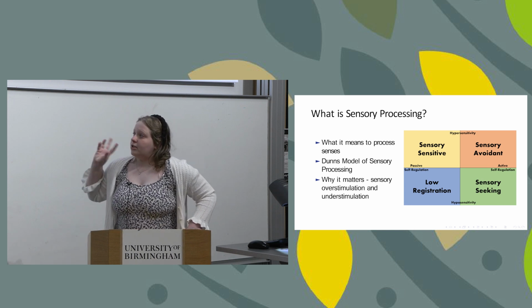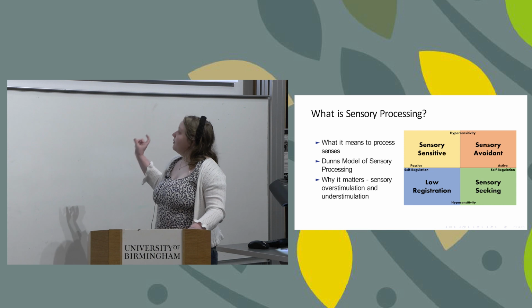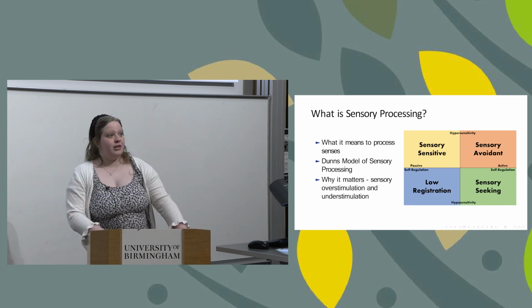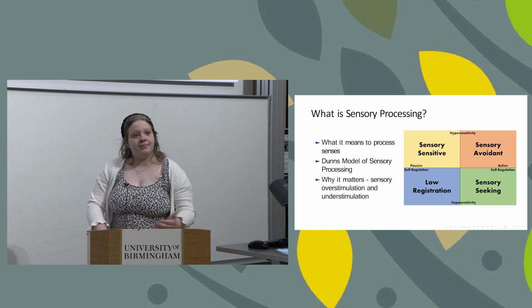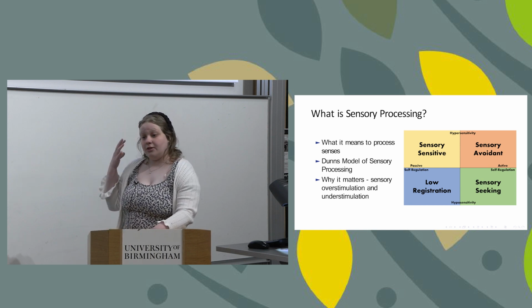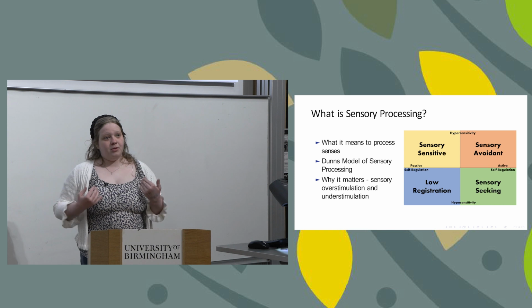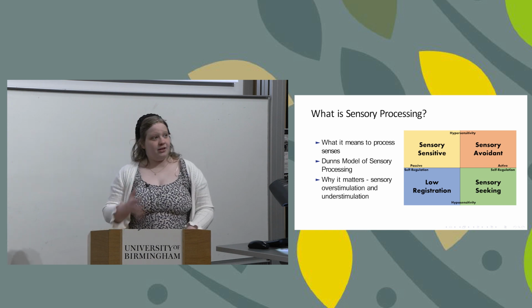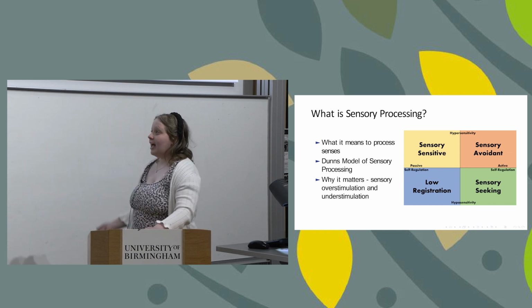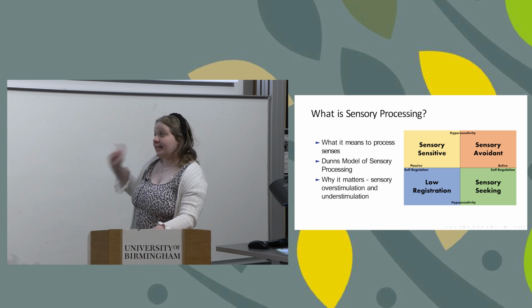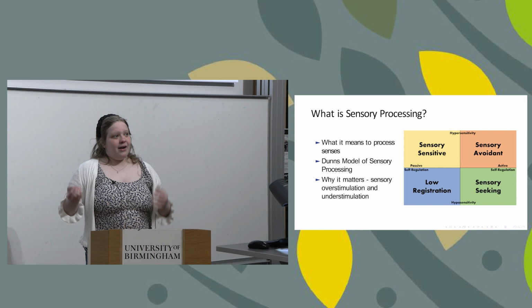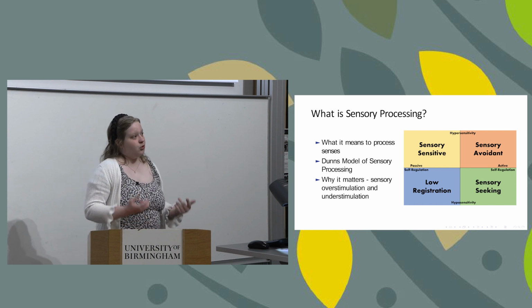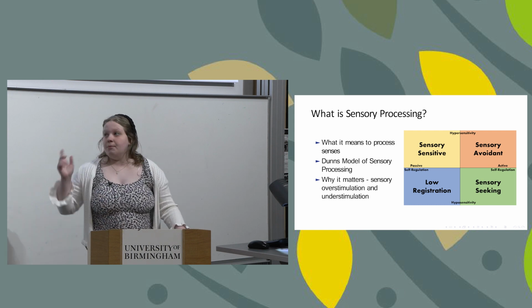And then you've got the two in the hyposensitive half. There's low registration, which means they genuinely can't hear you. They genuinely can't see it. They do not perceive the sensory input because there is not enough for them to perceive it, and so they just don't notice that it's there. And then sensory seeking, which is the one where you have the people who really like weighted blankets or bright lights or loud music.